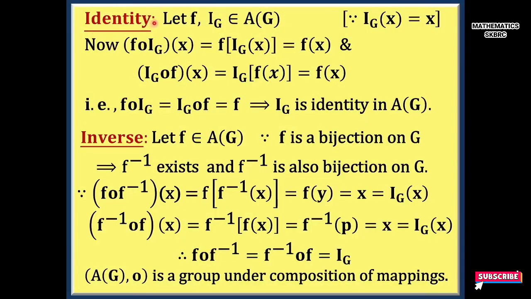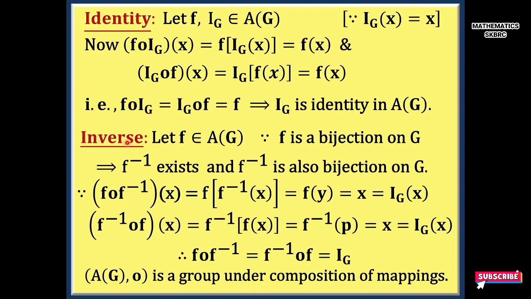Third one, identity property. Let f, I_G belongs to A of G, where f and I_G are two automorphisms of G. Now f circle I_G of x is equal to f of I_G of x. f of I_G of x means f of x, since I_G of x is equal to x. And I_G circle f of x is equal to I_G of f of x. I_G of f of x is equal to f of x. That is, f circle I_G is equal to I_G circle f is equal to f. This means I_G is the identity in A of G.